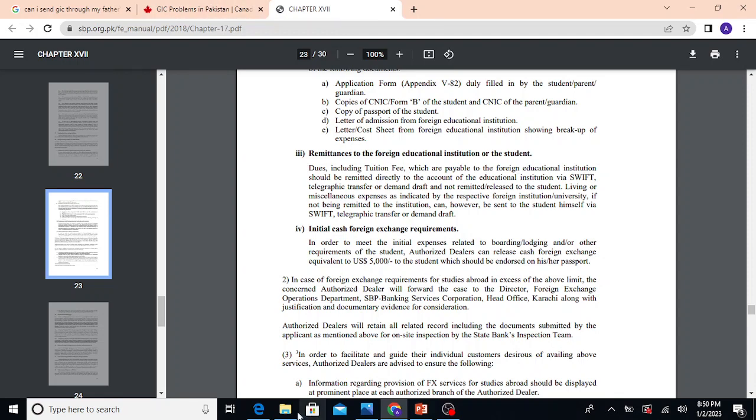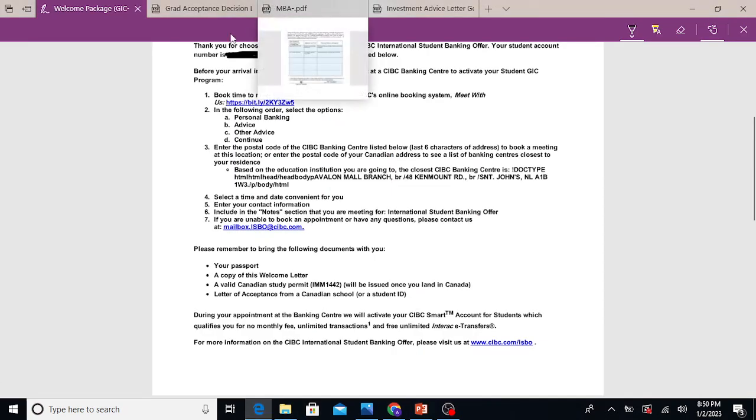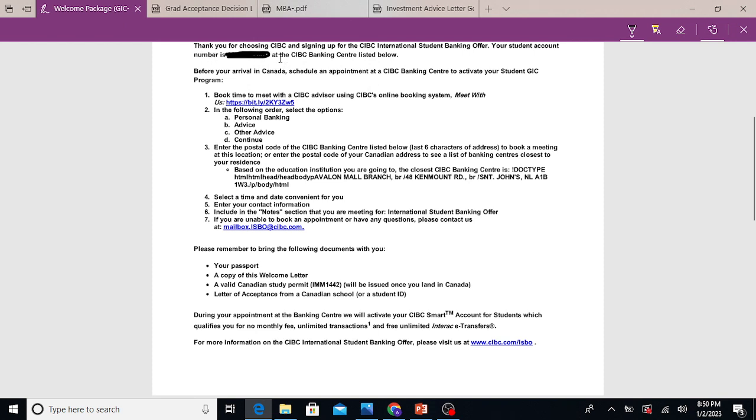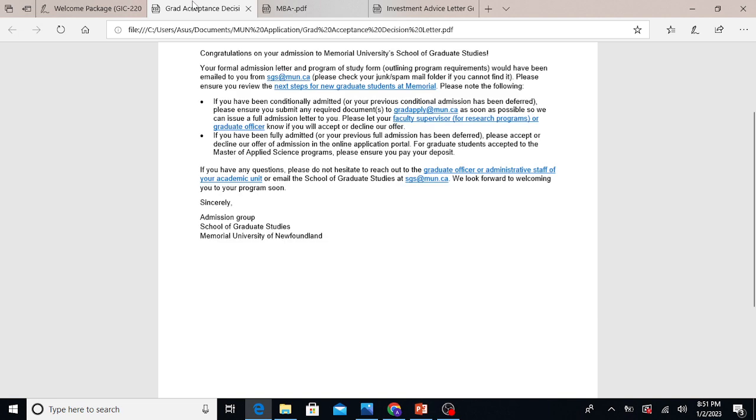And let me show you guys what I received in return. So this was the welcome package. I have hidden the details. So after all of it is done, you're going to receive this welcome package from the bank, that is CIBC. They say that you need to bring your passport, copy of this letter, a valid Canadian study permit that's going to be issued when you land in Canada, a letter of acceptance form from a Canadian school, or student ID. So when I bring these, my GIC is going to be received and they are going to credit some amount immediately, and after that on a monthly basis they are going to give me the amount.